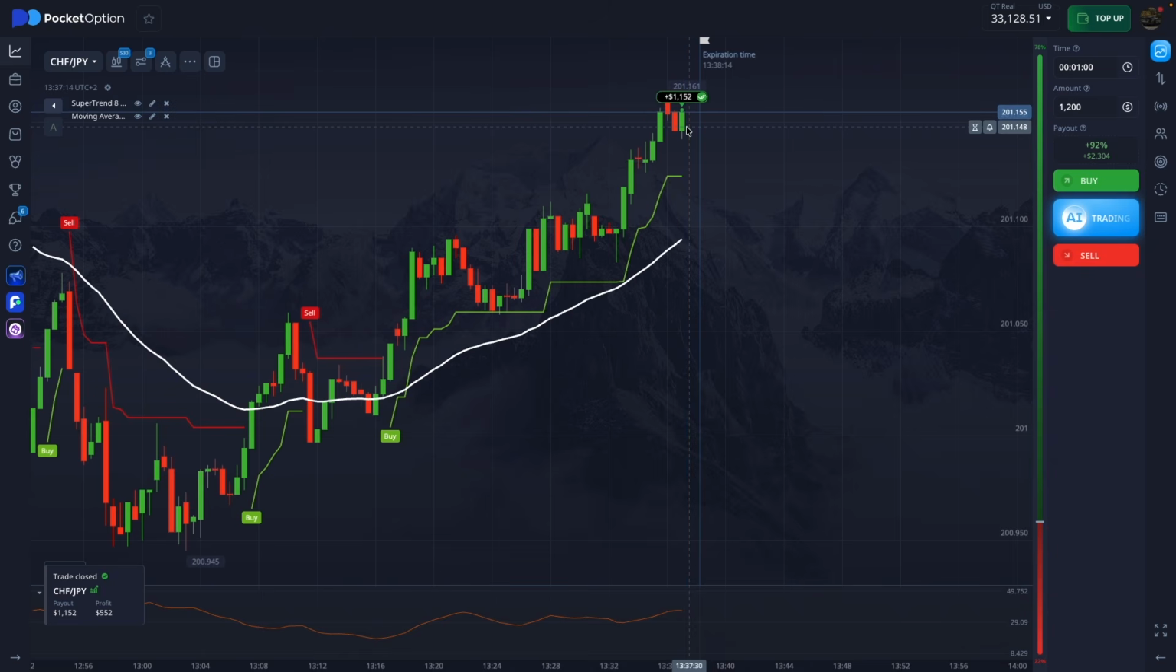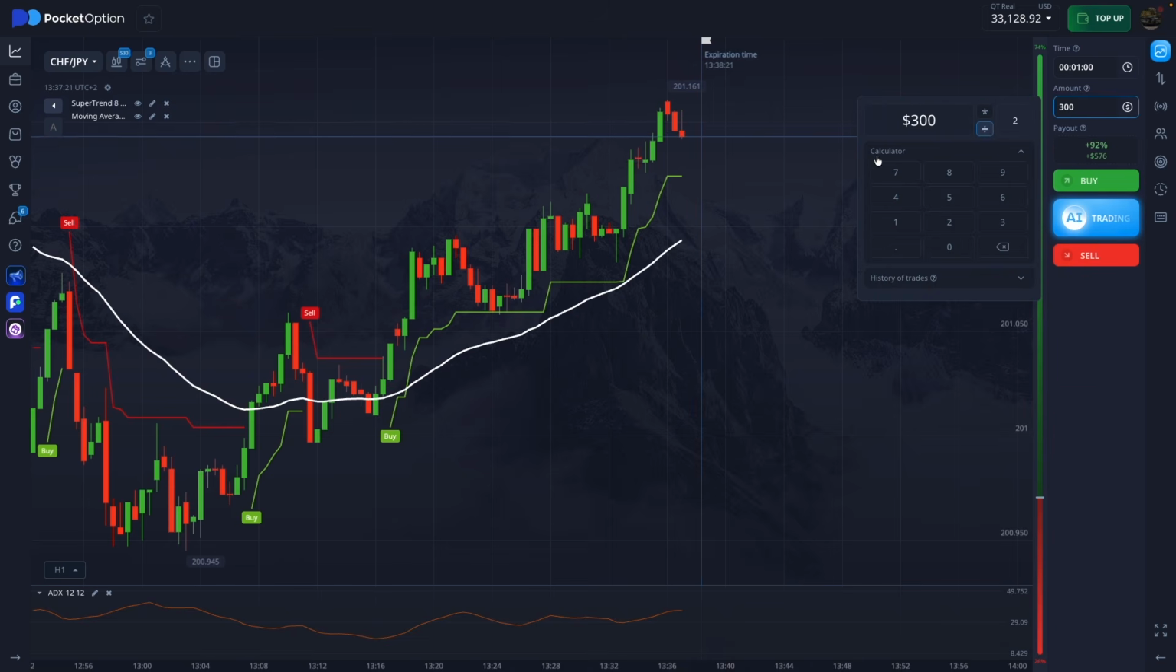There are only a few seconds left, and yet my up trade closes with a profit. So doubling up here doesn't make sense anymore. Now I revert to the original trade amount of $300. That's the strategy, my friends.